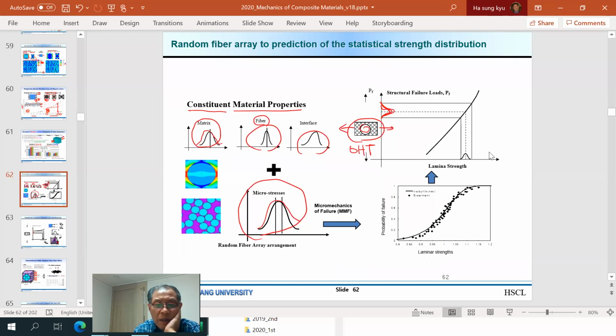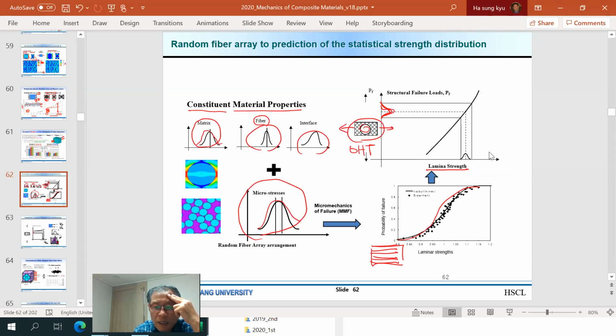So overall, the strength of the UD property could have this kind of statistical distribution. And then when you have an open hole, this is the laminar strength, just a laminar ply strength. And then this laminar strength would affect the laminate strength and open hole strength.